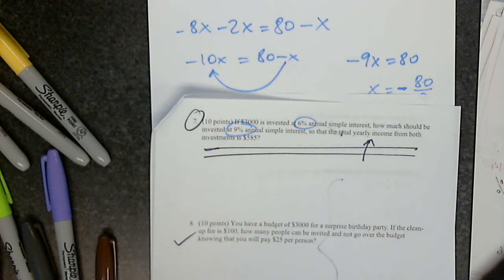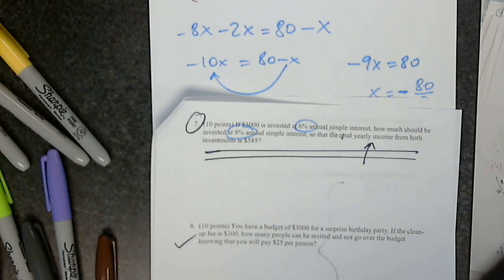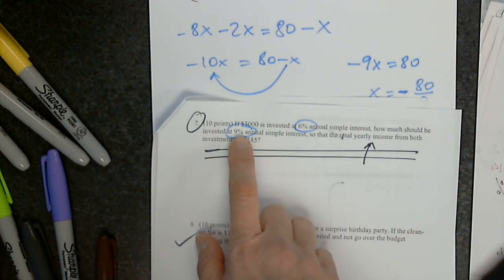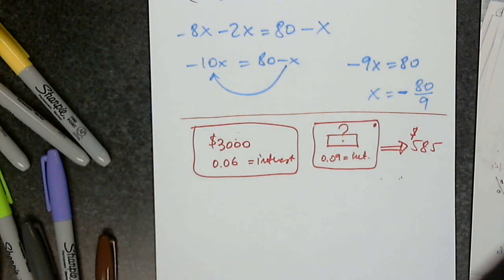We have $3,000 and we take it to a bank and they give us 6% per year. Then we have an unknown amount of money that we take to a different bank and they give us 9% per year. So we do this on January 1st of this year. We take $3,000 to a bank that gives us 6%. We take an unknown amount of money to a second bank on January 1st, and they give us 9% per year.